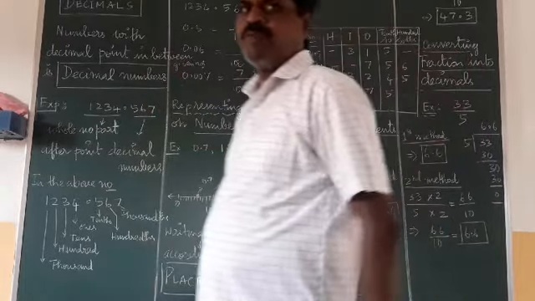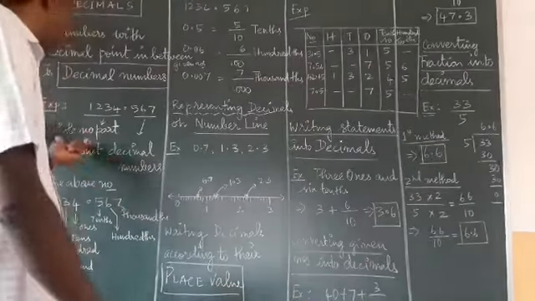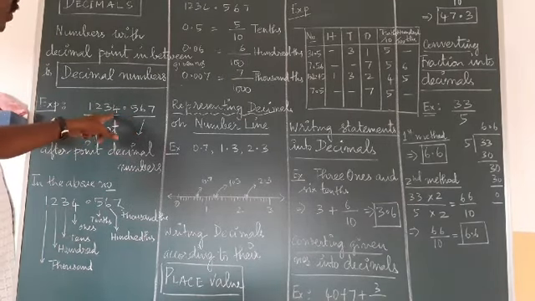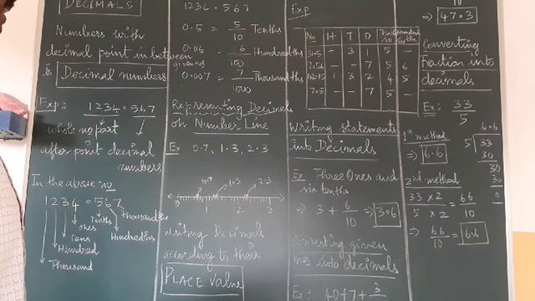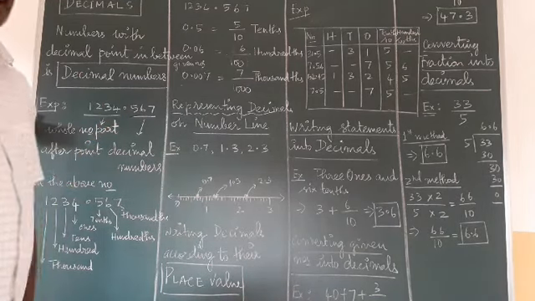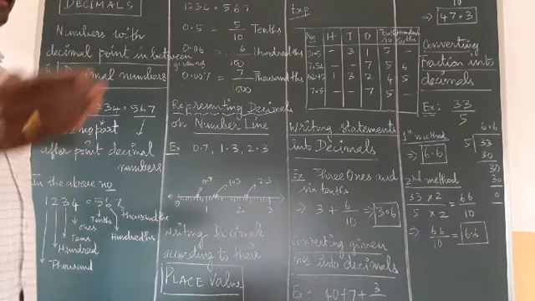Before the decimal point, what do you call it? That is the whole number part. See, before the decimal, 1, 2, 3, 4, it is called the whole number part. And after the decimal, it is called the decimal part, decimal numbers.